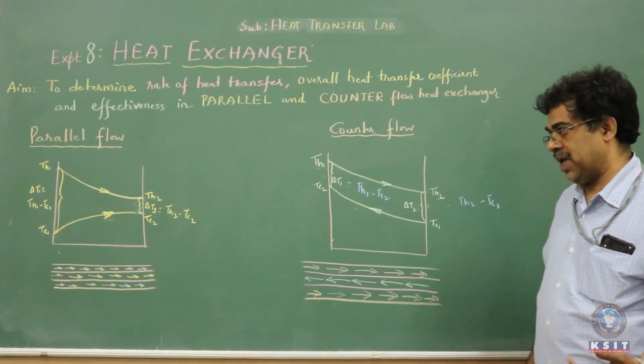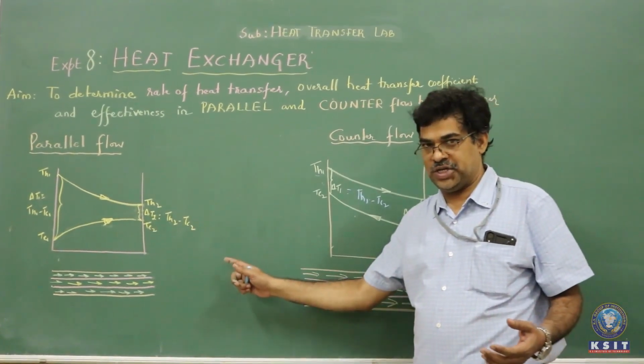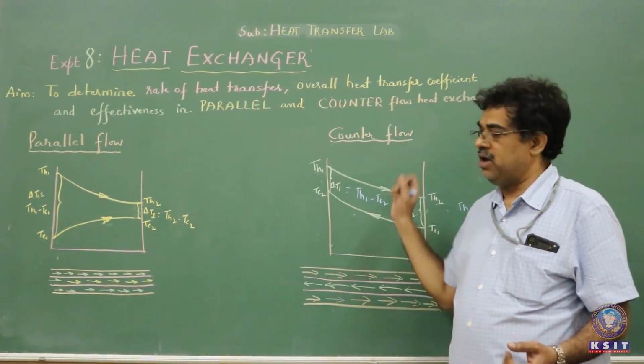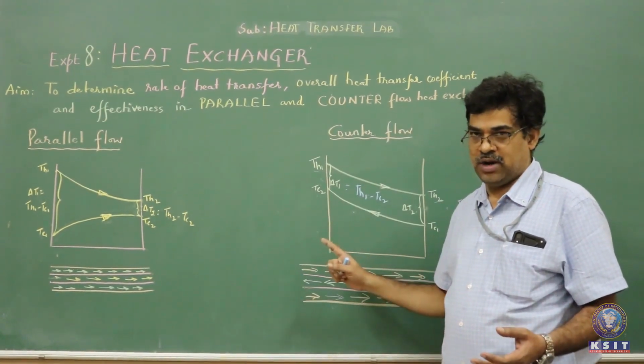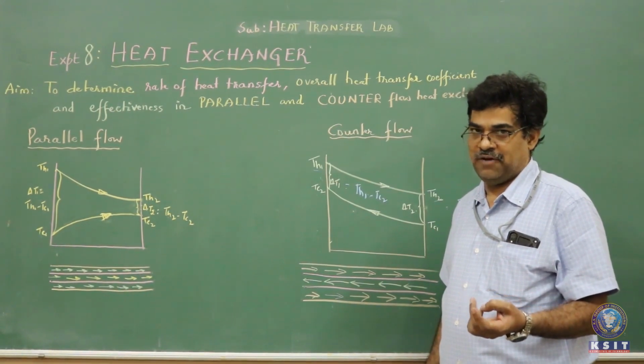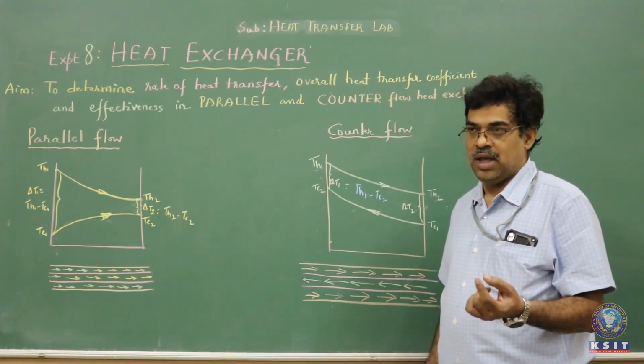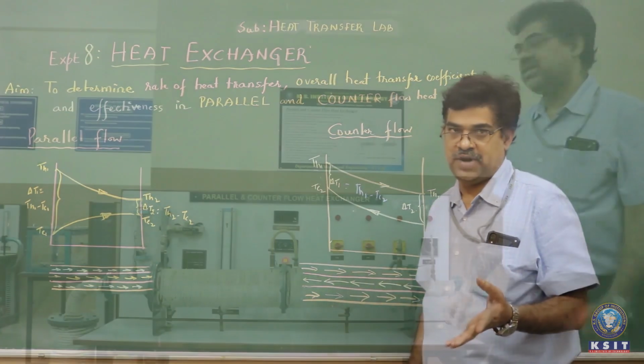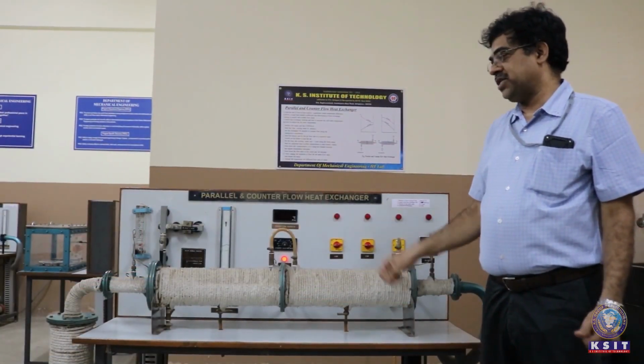Here you do both experiments, the parallel flow heat exchanger and the counter flow heat exchanger. For both experiments, you find the overall heat transfer coefficient, the effectiveness, and the log mean temperature difference. Next, you do the experiment.